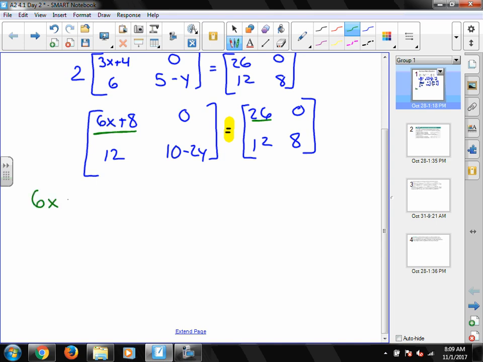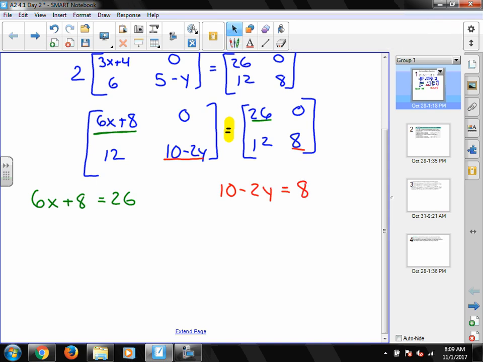So I can set up 6x plus 8 is equal to 26. And I need to do the same thing for my y's. That's on the bottom right, 10 minus 2y. And the bottom right on the right-hand side is going to be 8. So I get 10 minus 2y is equal to 8. And then I just solve.